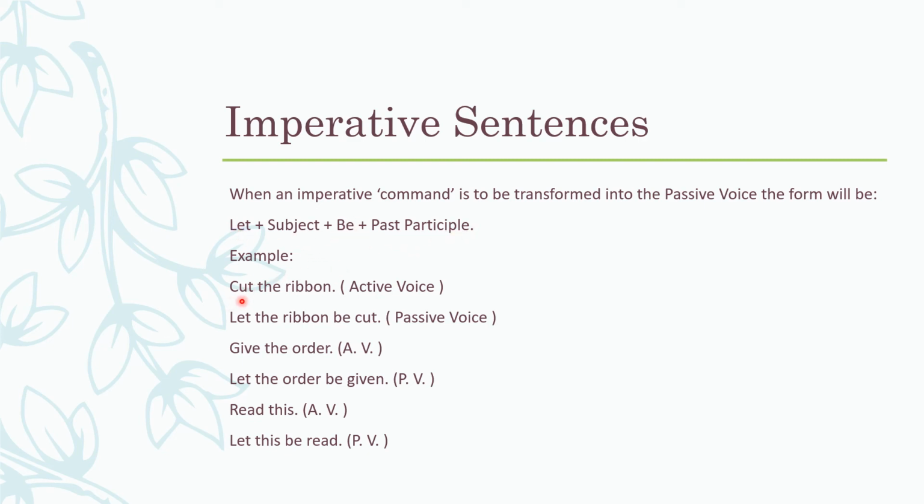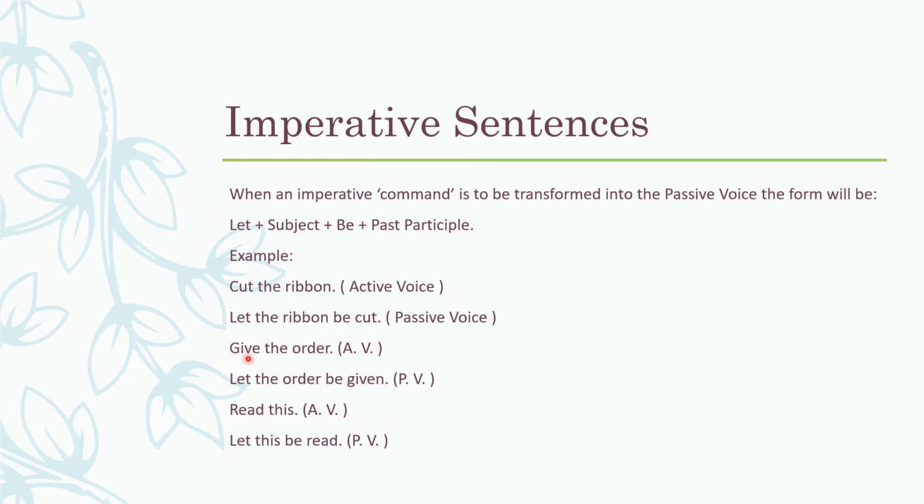Look at this example: cut the ribbon. This is an imperative command. It's an imperative sentence in the active voice. We have to make this into the passive voice. So this is the form: let, subject, be, and the past participle. So you'll use let. The object, the ribbon, now will become the subject. You use be, and cut here is the past participle.